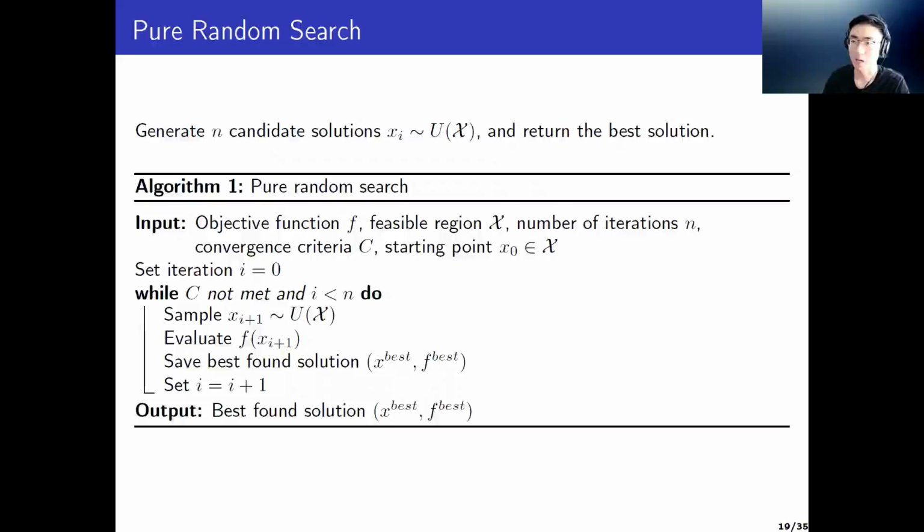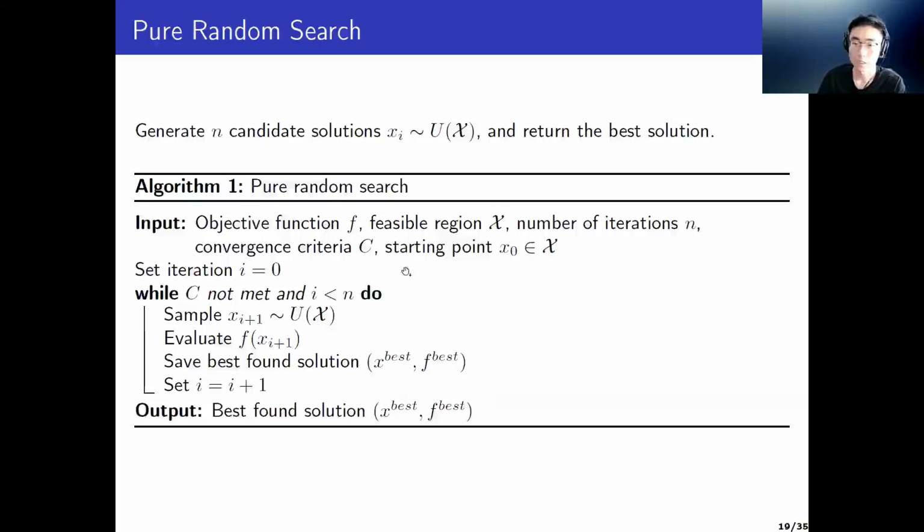We discuss a very simple global random search algorithm called the pure random search. The main idea is to generate n candidate solutions from the uniform distribution over the feasible region and return the best solution. For the pure random search algorithm, we need the objective function, the feasible region, the number of iterations, a convergence criteria, and a starting point in the feasible region.